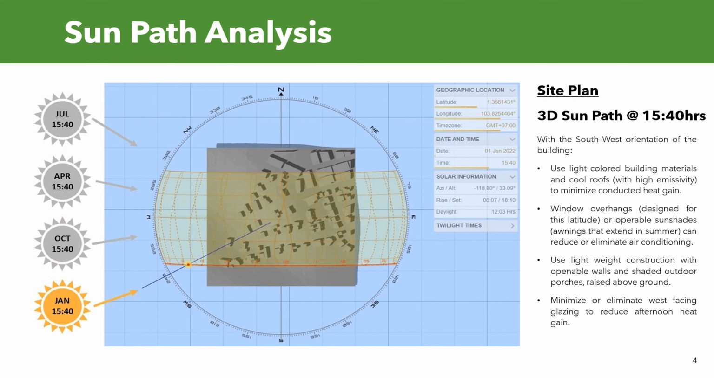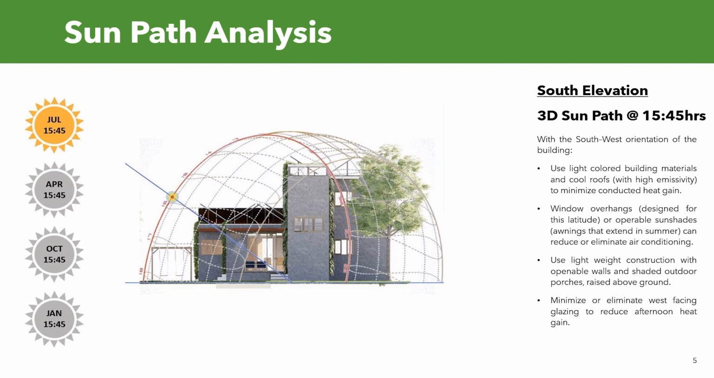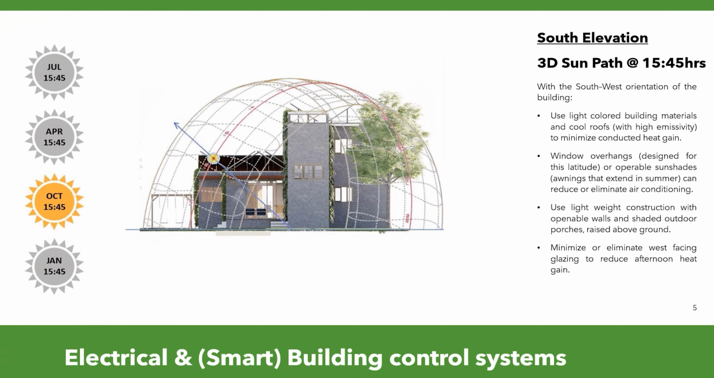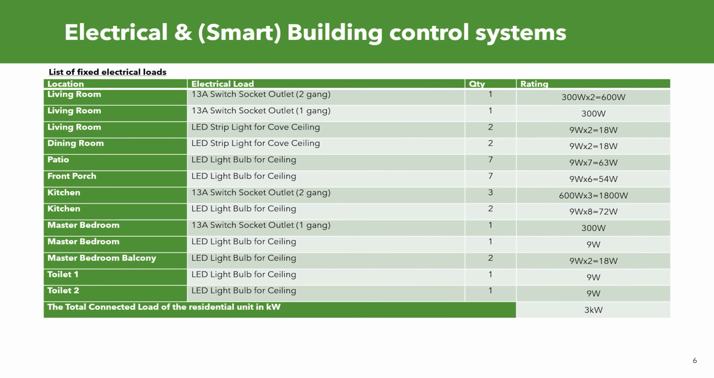Looking at the sun path analysis on the south elevation, you are able to notice that all of the exterior walls facing the west are covered and insulated with green walls. The purpose of this is to prevent solar heat radiation, which reduces heat gain from within the interior of the building. Here is the calculation of the fixed electrical loads in the net zero house.